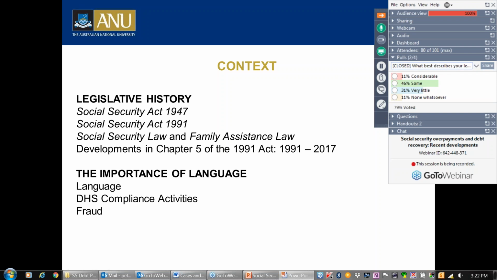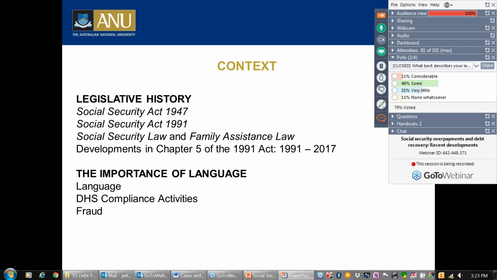So the 3 Social Security Acts comprise the Social Security law, and the 2 Family Assistance Acts comprise the Family Assistance law. And at the same time, this was also, of course, introducing GST concepts. The reason it's called A New Tax System (Family Assistance) Act is, of course, it was part of the GST package. I'm not going to talk about debt recovery under the Family Assistance Law, but it's generally the same.